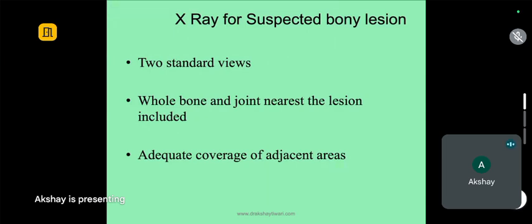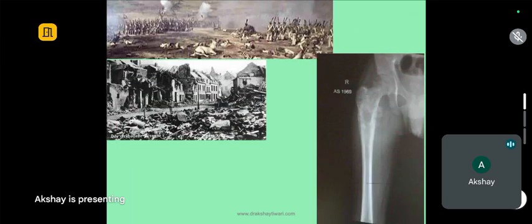Now, two standard views. How do you order an X-ray? You always say, sir, I'll order, suppose this is a distal femur tumor. You'll say, I'll order an X-ray of the right knee with thigh covering the whole bone. So if it's a distal femur, you'll say X-ray right knee with thigh including the hip joint. If it's an X-ray of the hip, then you'll say an X-ray of the right hip with thigh including the knee joint.